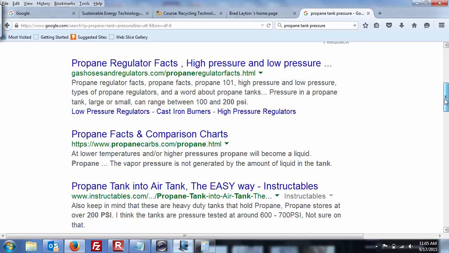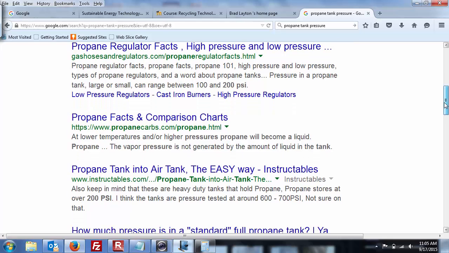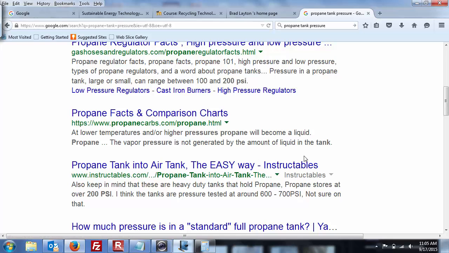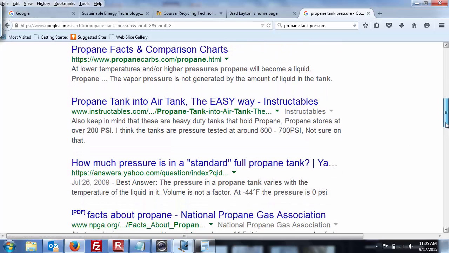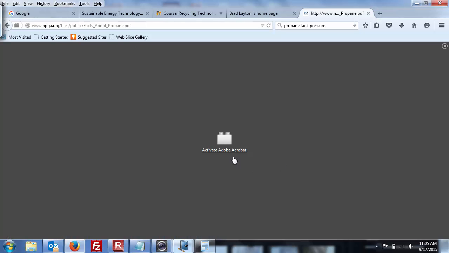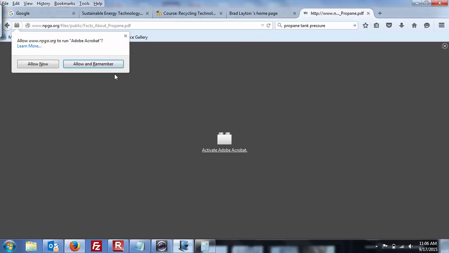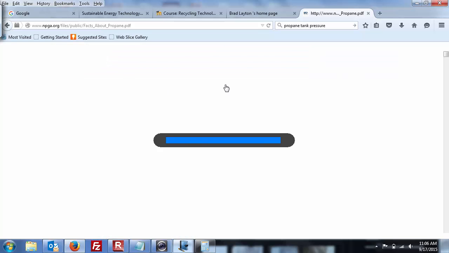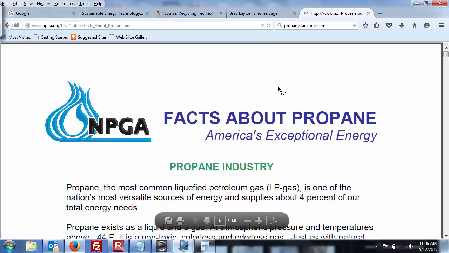Again, we're just doing a little research on the fly here, about propane regulation. Let's take a look at this guy. Well, it's like 16.4 ounces. How much? 16.4 ounces. So, okay, 16 ounces in one tank?